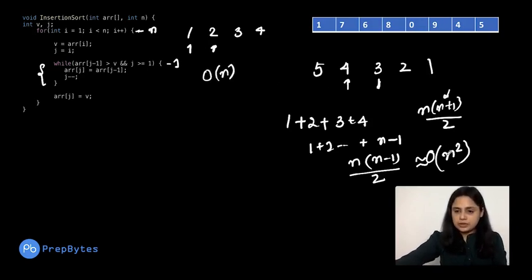In general, if someone asks you what the time complexity is, you generally talk about the worst case time complexity. And what is the space complexity? We haven't used any extra space, so it's going to be O of 1 space complexity.